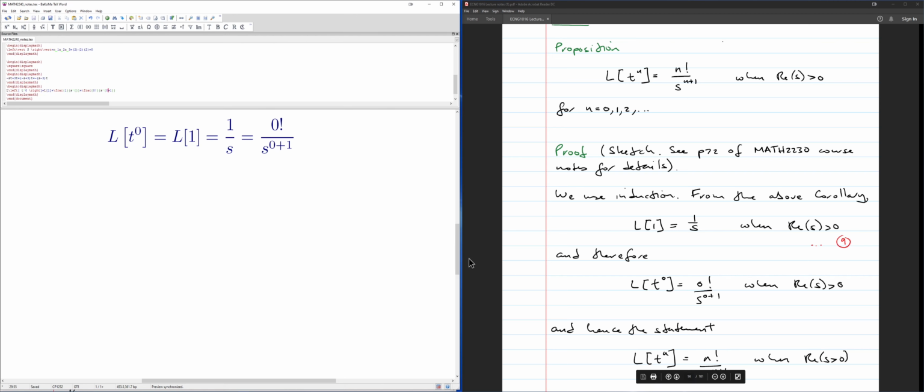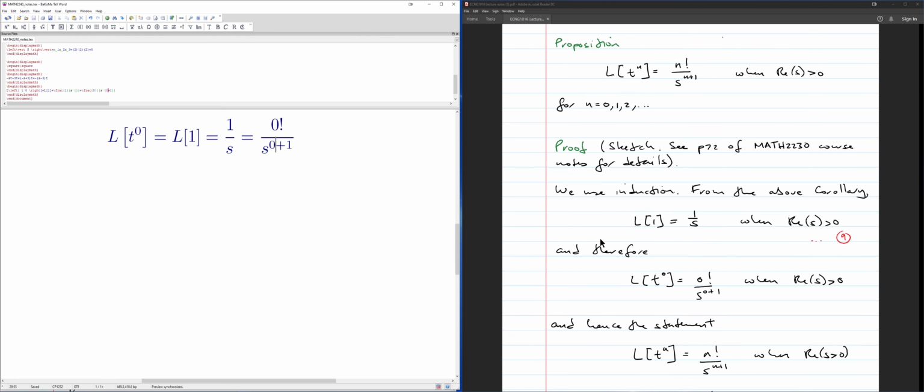What we see over here is Laplace of t to the 0 is equal to 0 factorial on s to the 0 plus 1, right? So what we just showed is that this statement holds in the case when n is equal to 0. If you put 0 in here, you'll have t to the 0, 0 factorial, s to the 0 plus 1, which is what we just showed over here. So for the induction, we used Laplace of 1 is equal to 1 on s, which we knew from before. We got the start case. We proved the start case for this induction statement here.